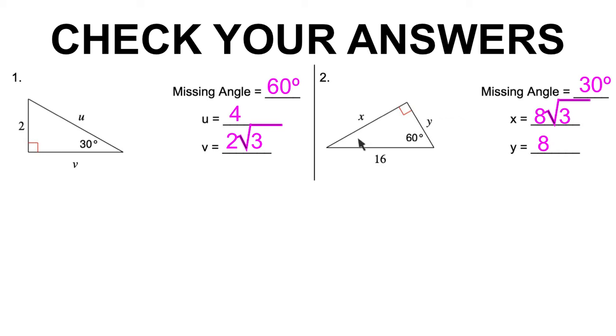Number 2, our missing angle is 30. It's a 30, 60, 90 triangle. And this time we know the hypotenuse. We know the side across from the 90-degree angle. So the hypotenuse, remember, is double the short leg. So in this case, we have to do 16 and divide by 2 to get this 8. And then we just do 8 times the square root of 3 to get the longer leg.